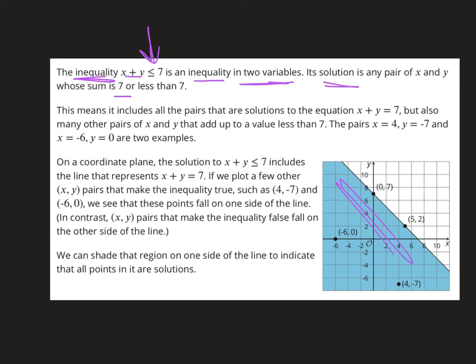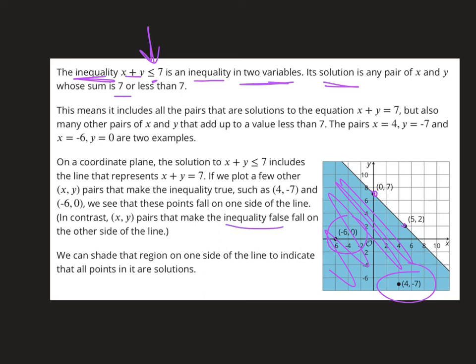So all of the points down here, like -6 plus 0, less than 7. -4 plus -7 is -11. It's less than 7. And now this is less than or equal to, right? So 5, 2, that's exactly 7. 0, 7, that's exactly 7, right? So anything that adds up to or includes the value of 7 would be a solution.